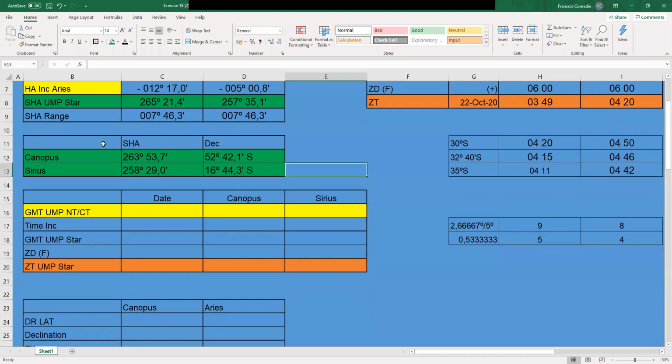By the way, as an interesting fact, does this name ring a bell to any of you? Sirius? Star Sirius? Yes, brightest star in the sky. Okay, good.